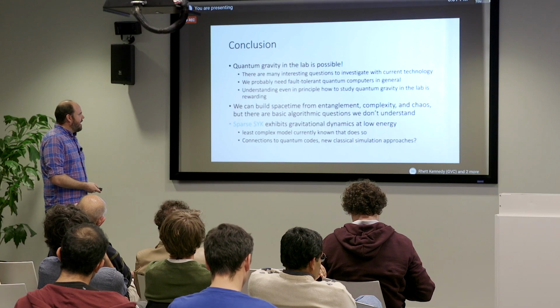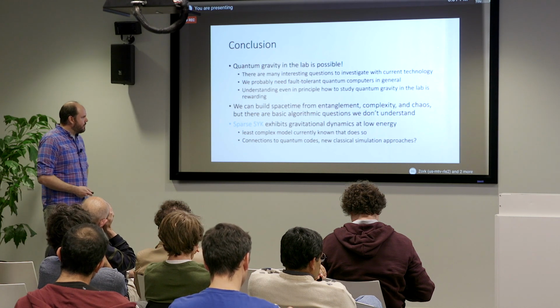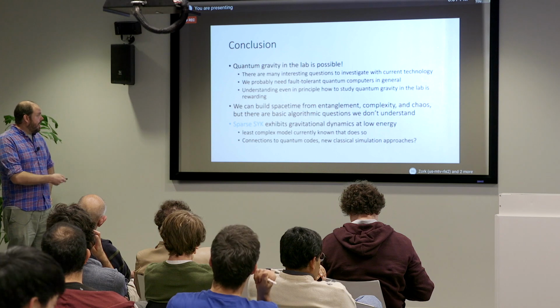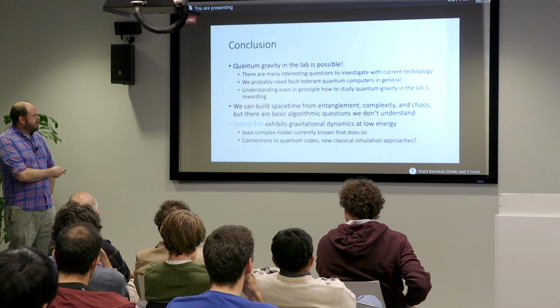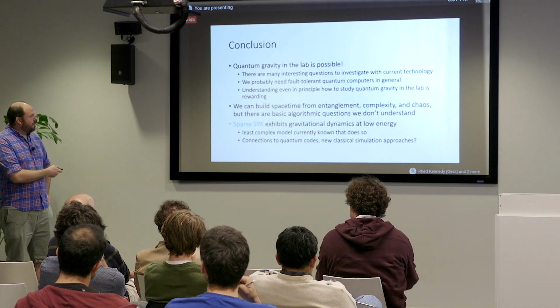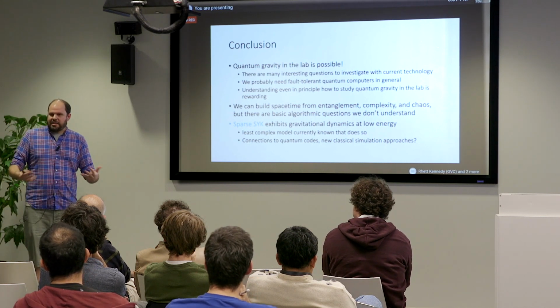I told you that, okay, we can do this construction from entanglement and complexity and chaos. These are the ingredients, but they're actually basic algorithmic questions we don't understand still. And one thing we found kind of interesting is that they have this sparse SYK model, which as far as I know is basically currently the least complex, the easiest to implement on a computer model that exhibits this gravitational physics. And this model is interesting for other reasons. It has connections to quantum codes. I already mentioned the idea of new classical simulation approaches. So I think it's part of a general class of models on sparse graphs that's quite interesting to think about regardless.